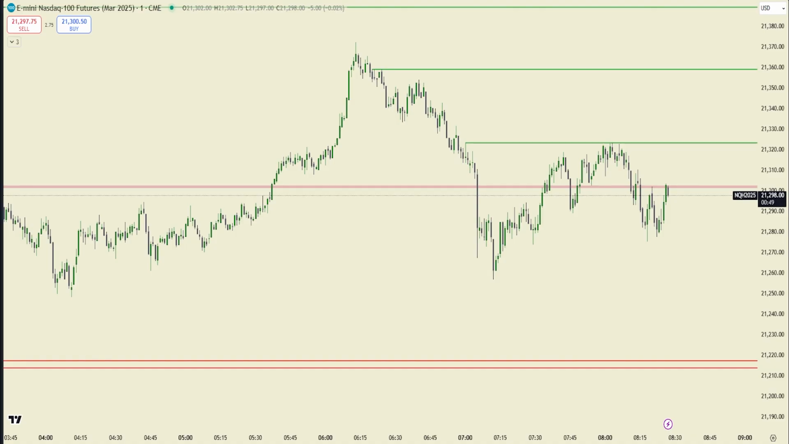As soon as that first OSFL setup forms, Jai, that's usually when I'll enter. Usually it takes us about at least 5 to 10 minutes for that first setup to form, but we'll see.